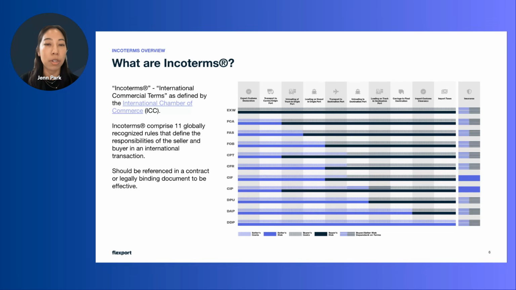Today, there are 11 globally recognized rules. If you see on your slide, there's 11, going down from EXW all the way down to DDP. The three-letter acronyms will specify who arranges and pays for shipping, customs, and insurance, and when the risk of loss will transfer from the seller to the buyer. In order for an Incoterm to be effective, you have to remember that it needs to be referenced in an actual contract or a binding document. So if you're verbally discussing DDP with your supplier, that is not effective. You want to make sure that it's documented in some sort of written contract.